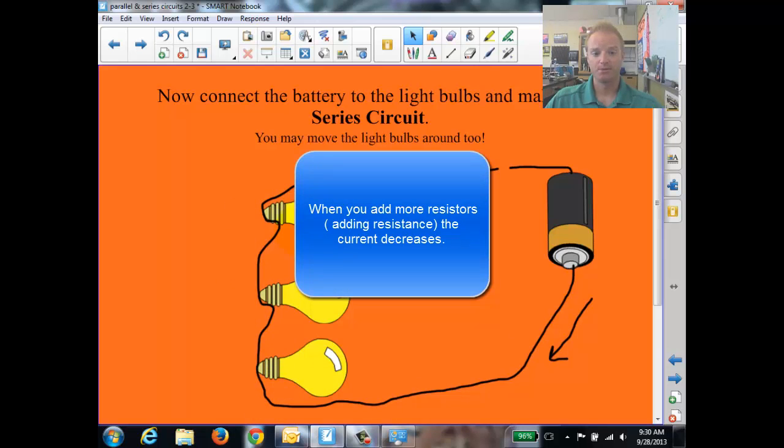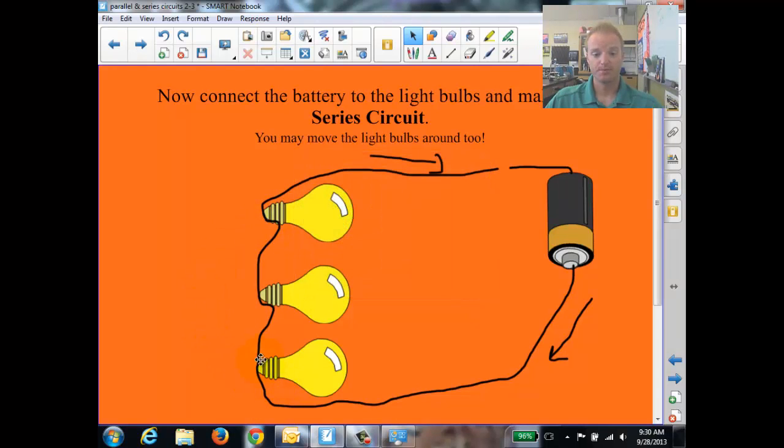And so this last light bulb might be much more dim than the first one as we add more resistors. So in a series circuit, when you add more resistors, the resistance goes up, so that means the current is going to go down. The flow of current goes down. Okay. Also another disadvantage of a series circuit.